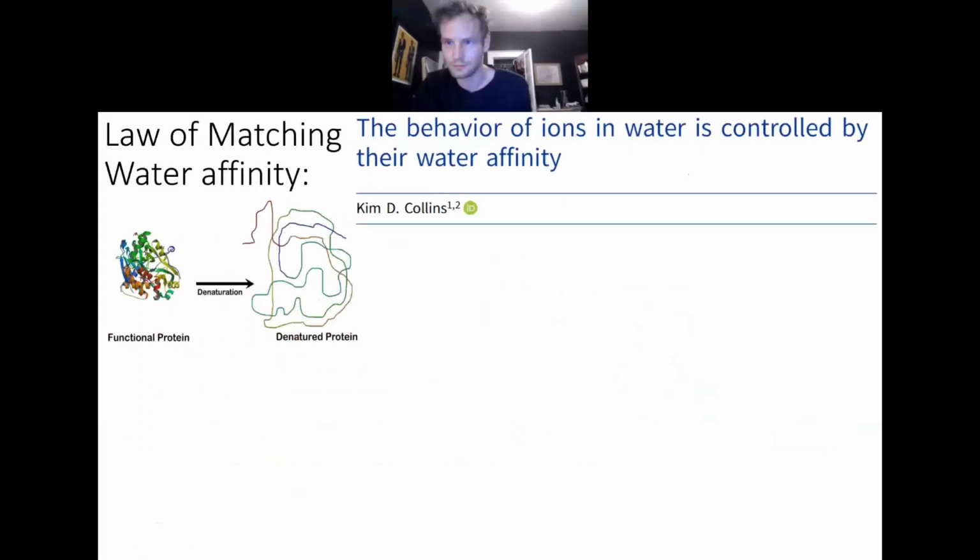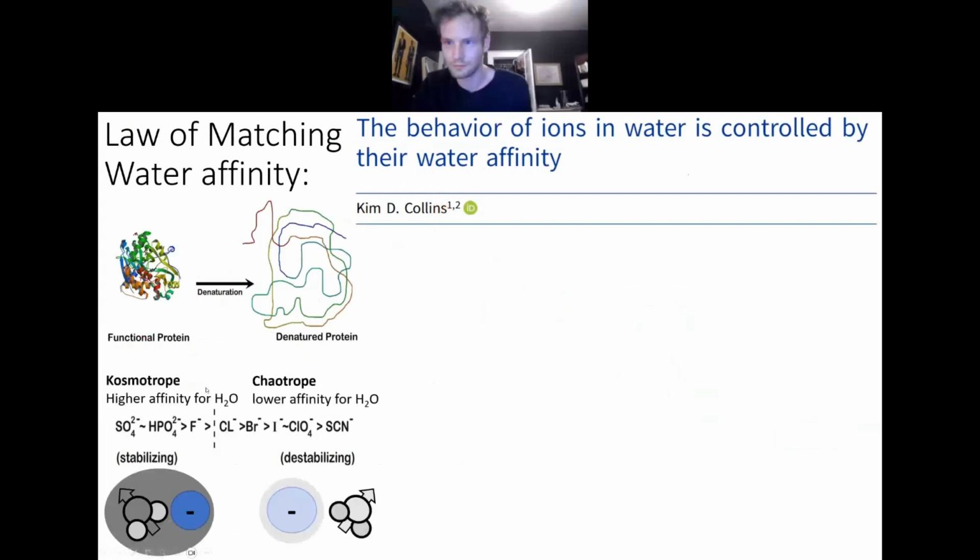So when we're talking about proteins and denaturing them, causing them to fall apart, Dr. Collins looks at the Hofmeister series for stabilizing and destabilizing, or looking at cosmotropes and chaotropes. And Dr. Collins proposes in his 2019 paper that the behavior of ions and water is controlled by their water affinity.